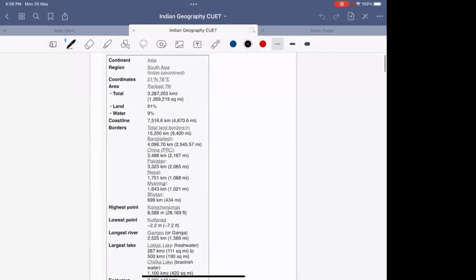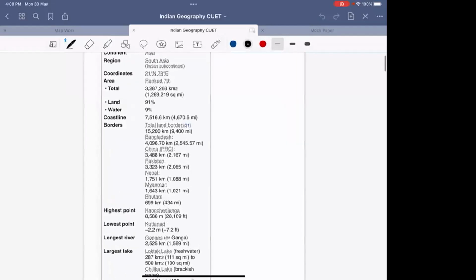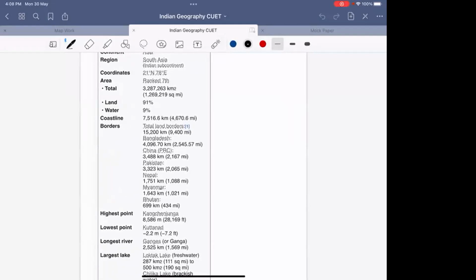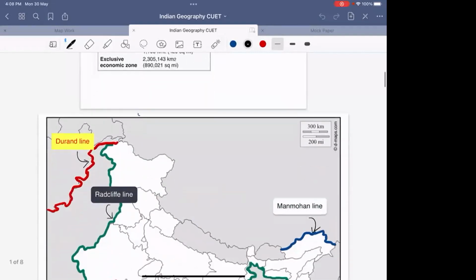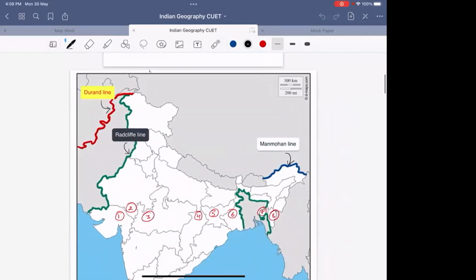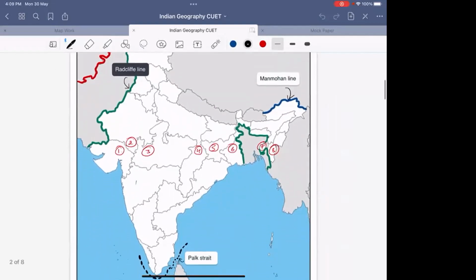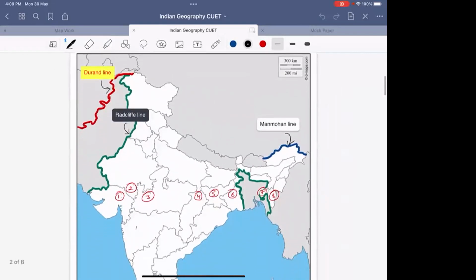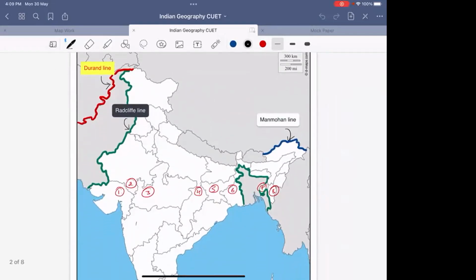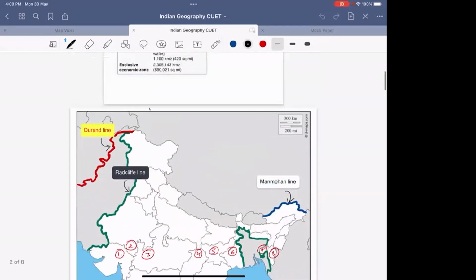I hope everyone has gone through the R.S. Gupta book. These are the basic details that are present in the previous year papers, the R.S. Gupta book and all the basic materials. So I will share the special tips and tricks which will help you in the preparation. First of all, the most important thing in this preparation is the borders and the neighboring countries. You have to know each and every neighboring country.